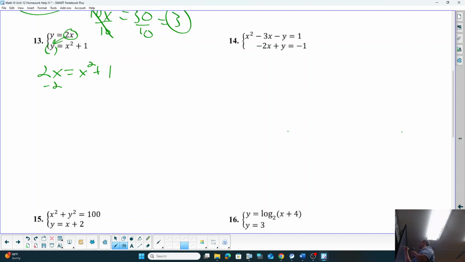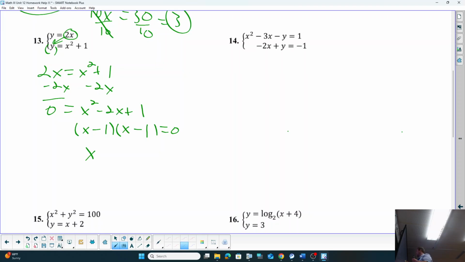Get everything on the same side, and factor it. x squared minus 2x plus 1. What are factors of 1? So 1 and 1, sign of the middle term goes to the bigger number, and negative times a negative is a positive. Set them both equal to 0, and we get x equals 1, twice, I guess, but we'll just use 1.